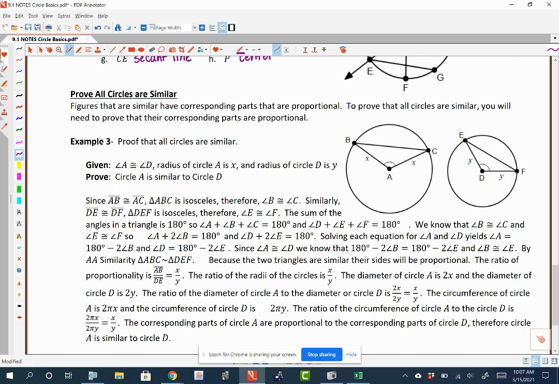So here is a proof, and it's not a two-column proof. This is called a paragraph proof. Here's a proof that's showing that all circles are similar. So we've given some names and letters to things to help organize this.